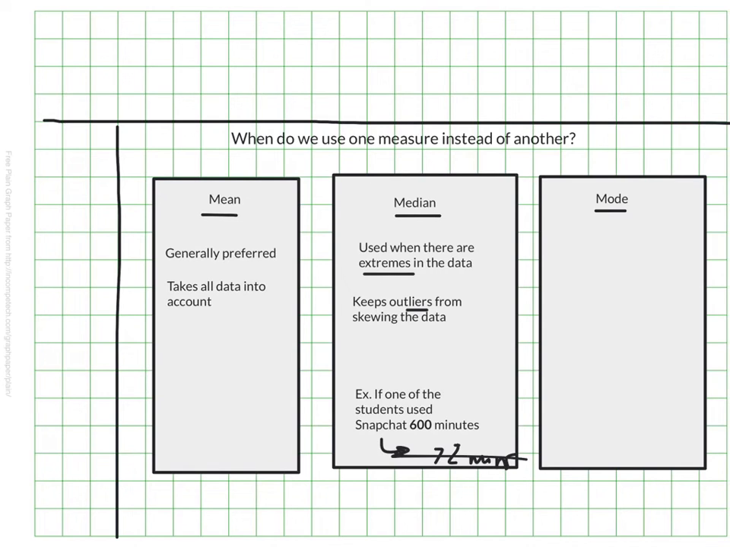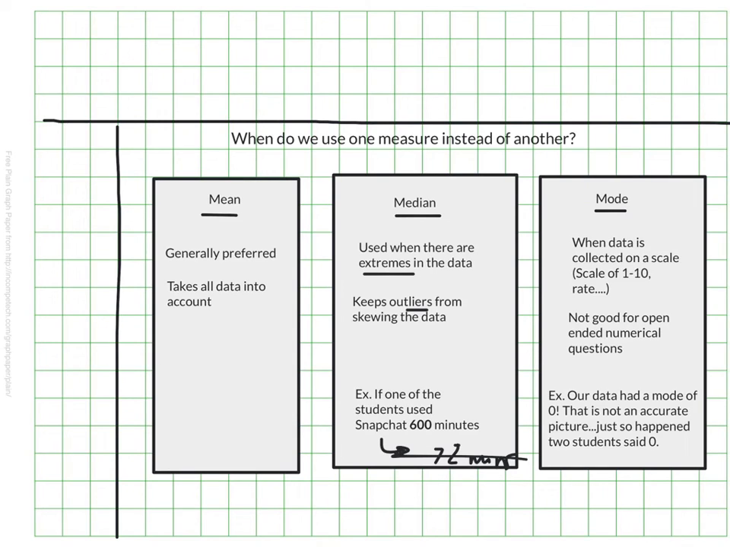The mode doesn't get used as much in these pieces of data collections. There's kind of one big exception, and that is when data is collected kind of on a scale, like you say, rate on a scale of 1 to 10 how much you use Snapchat. It is not particularly good for questions like our example, where it's kind of open-ended numerical.